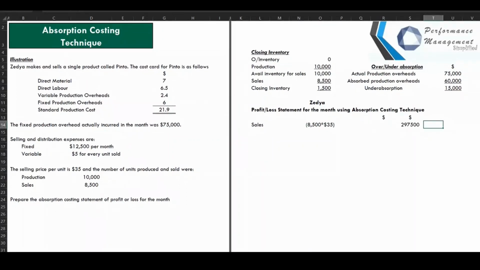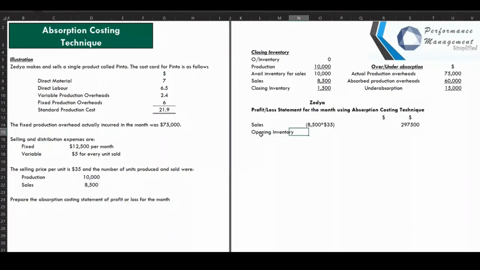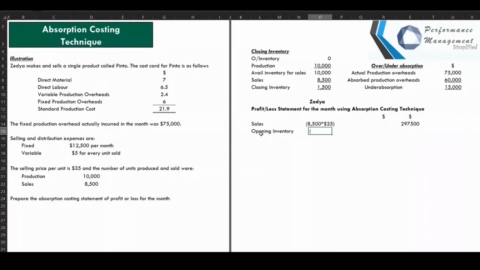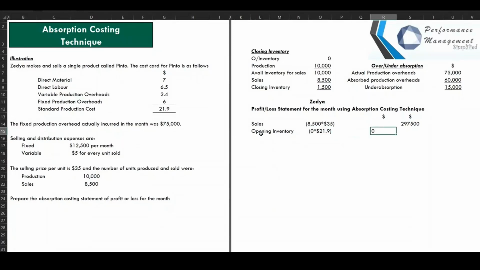The next item on the statement is the opening inventory. Yes, I'm well aware that we don't have opening inventory, but we should have one in a question. Just multiply the quantity by the product cost. Remember, this is absorption costing, we are using the entire production cost, and that's 21.9. This is 0 in this instance.